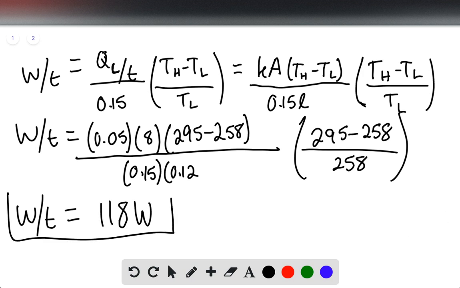So this will be our minimum power output needed. Again, the answer is 118 watts. That is the end of the solution.